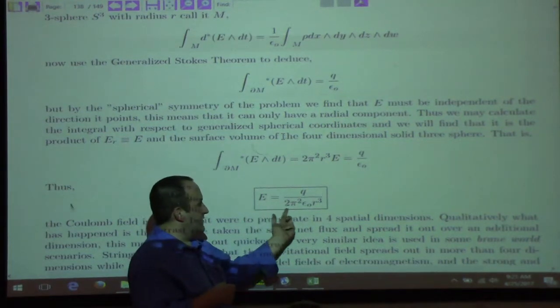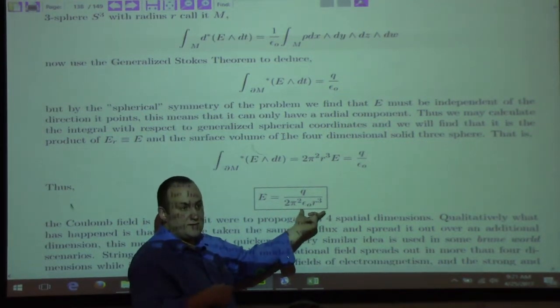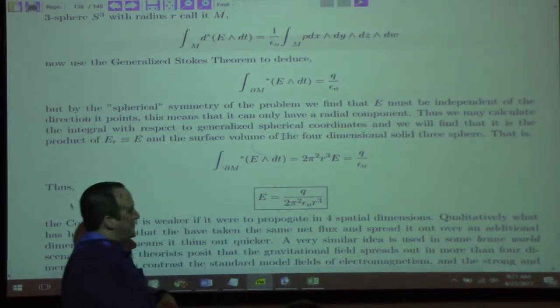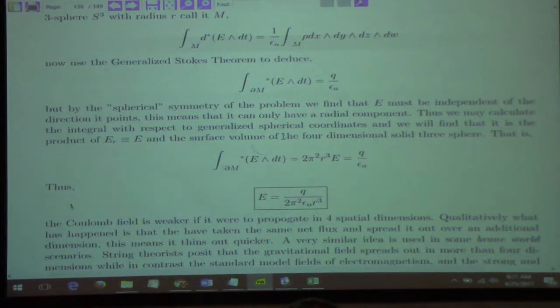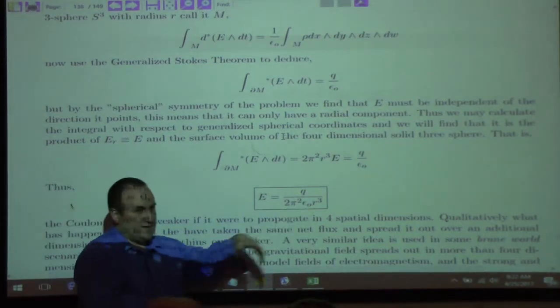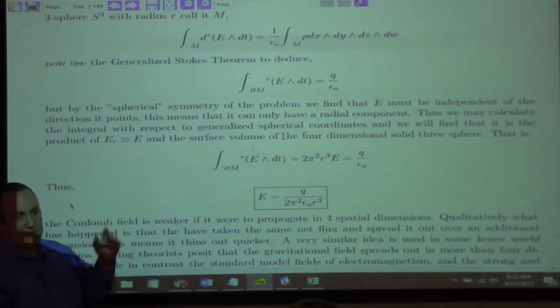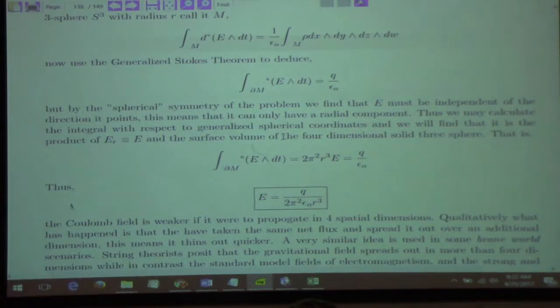This is Gauss's law if there were 4 spatial dimensions. It would be Q over 2 pi squared epsilon naught r cubed. In our 3-dimensional world, we get r squared because the flux just spreads out in 3 dimensions, not 4. So the magnitude depends on the reciprocal of r squared as opposed to r cubed. The r cubed happens here because it has more dimensions to spread out in, basically, is the idea.